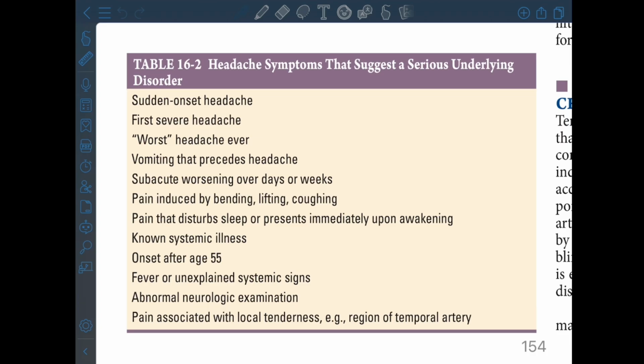Sudden onset headache, first severe headache, worst headache ever, vomiting that precedes headache, subacute worsening over days or weeks, pain induced by bending, lifting, coughing, pain that disturbs sleep or presents immediately upon awakening, known systemic illness, onset after age 55, fever or unexplained systemic signs, abnormal neurologic examination, pain associated with local tenderness, for example, region of temporal artery.